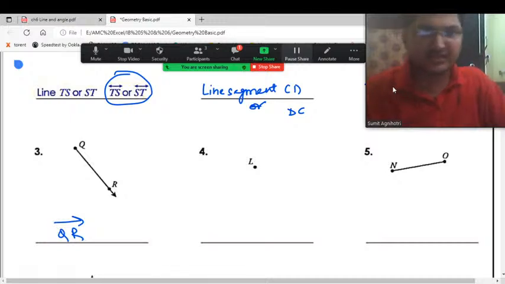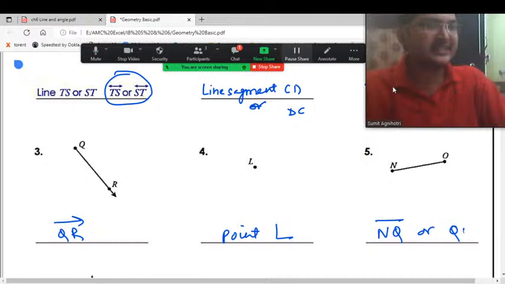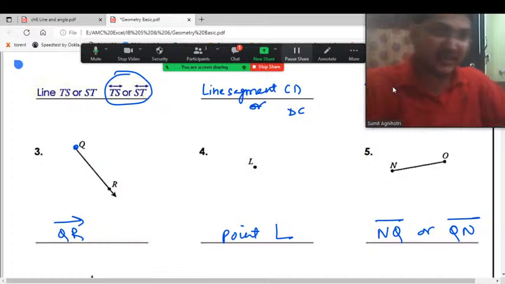What will you name the fourth figure? It's point L. What about the fifth? It's line segment NQ, or we can say line segment QN. But for a ray, we can't call it RQ. Remember that. It can't be called RQ because it starts with Q and can't end with R. That's why we can't say RQ. But here we can say either NQ or QN.